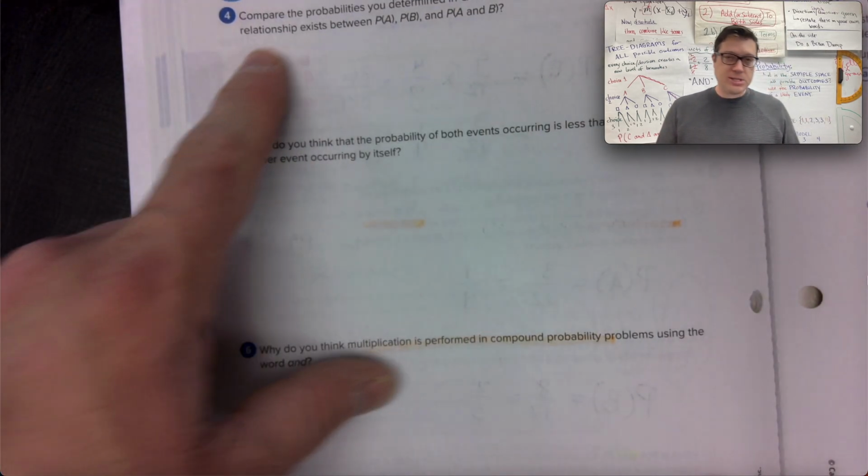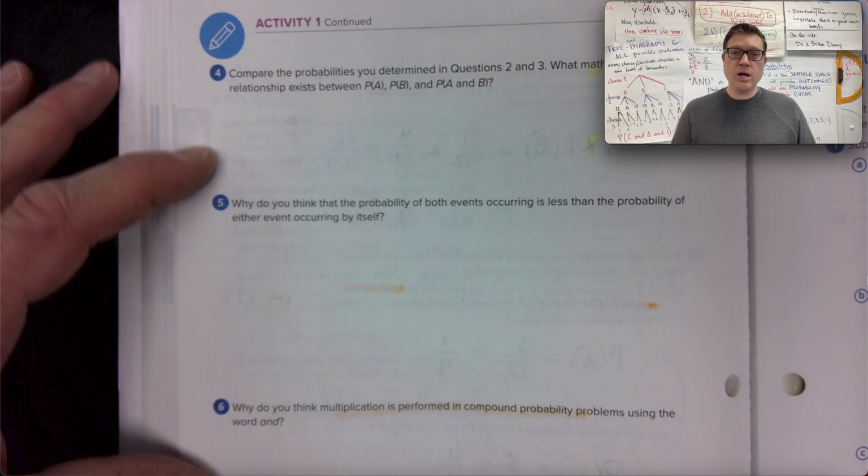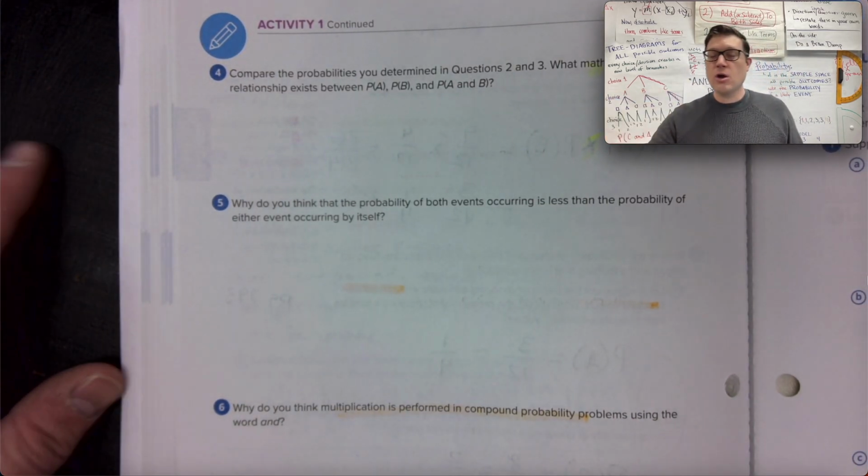Up next, we have some more scenarios to finish out the activity 1. We're going to do page 794 next, questions 4, 5, and 6.